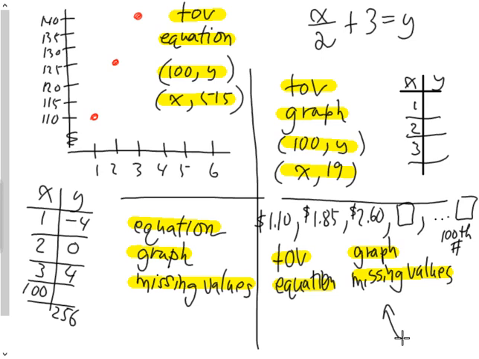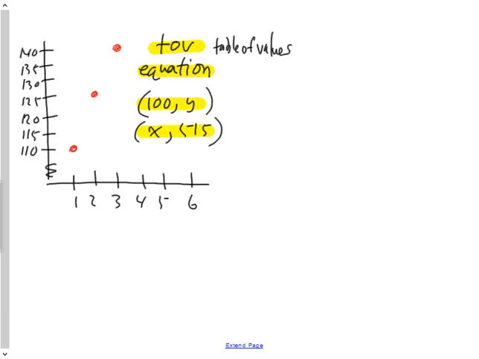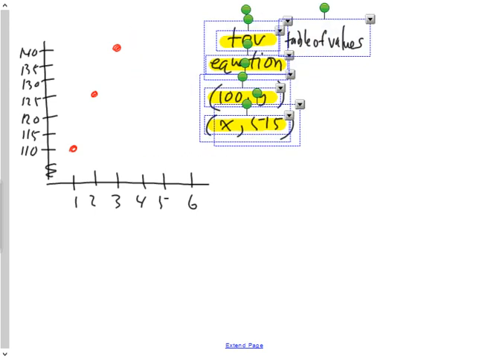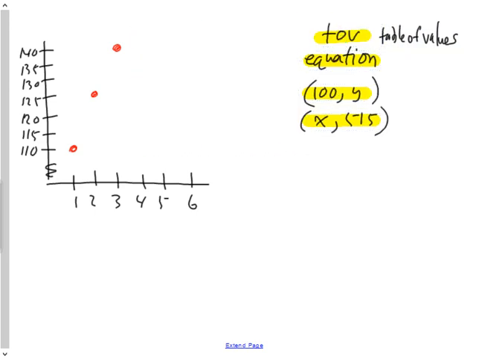So, here we go. Question number 1. I've given you a graph with 3 points. The 3 points are written in red. And the question says, if I give you a graph with 3 points, can you give me a TOV, which represents table of values, an equation, and these 2 points, 100 comma y, the ordered pair. Can you tell me what the y value is if x is 100? And in the second ordered pair, can you tell me the x value if the y value is 515? And we'll get to those 2 points in a second.